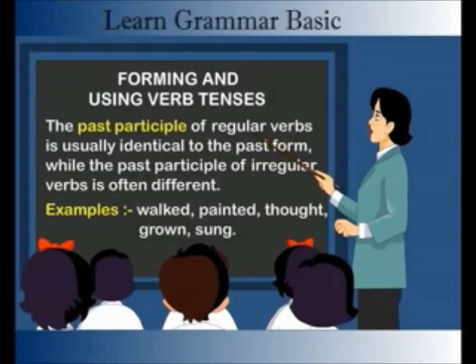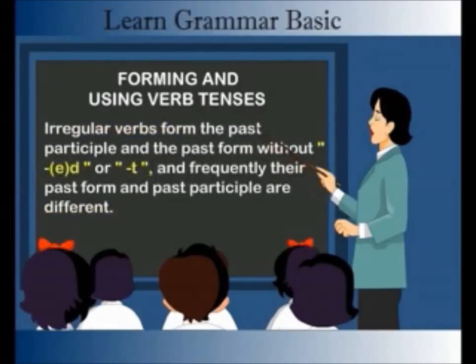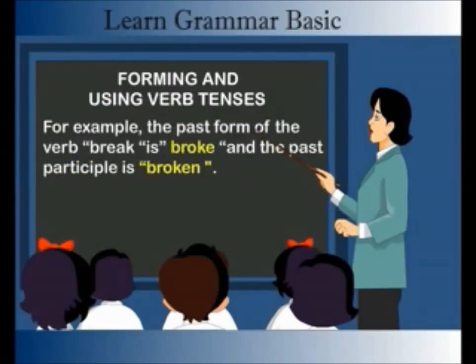The past participle of regular verbs is usually identical to the past form, while the past participle of irregular verbs is often different. Examples: walked, painted, thought, grown, sung. Irregular verbs form the past participle and the past form without ed or t, and frequently their past form and past participle are different. For example, the past form of the verb break is broke and the past participle is broken.